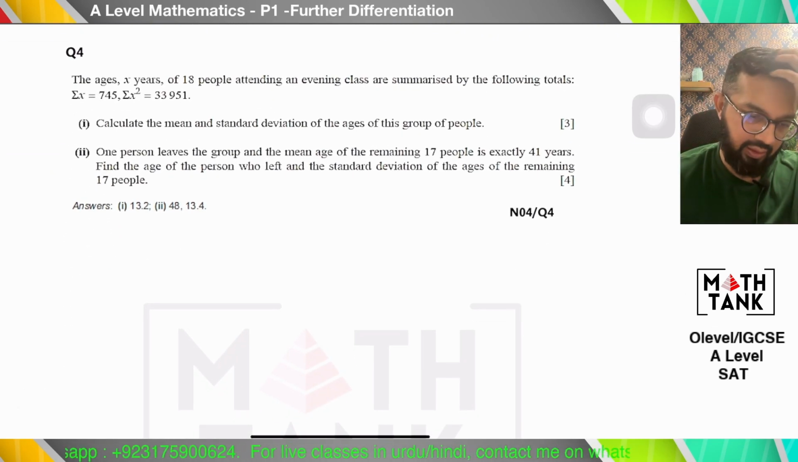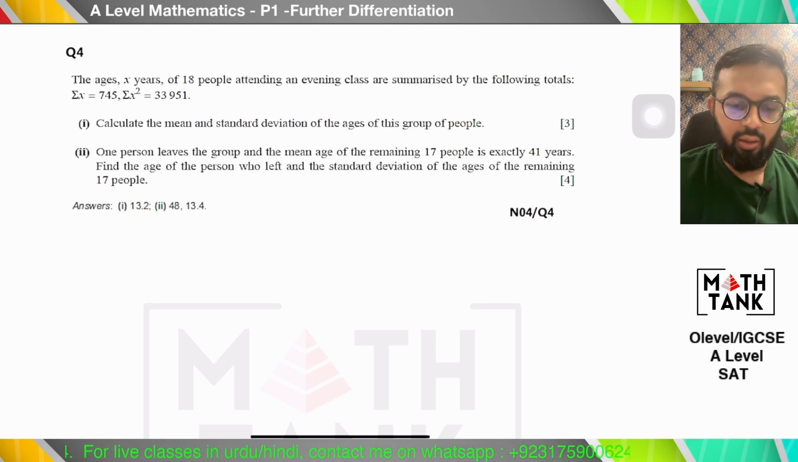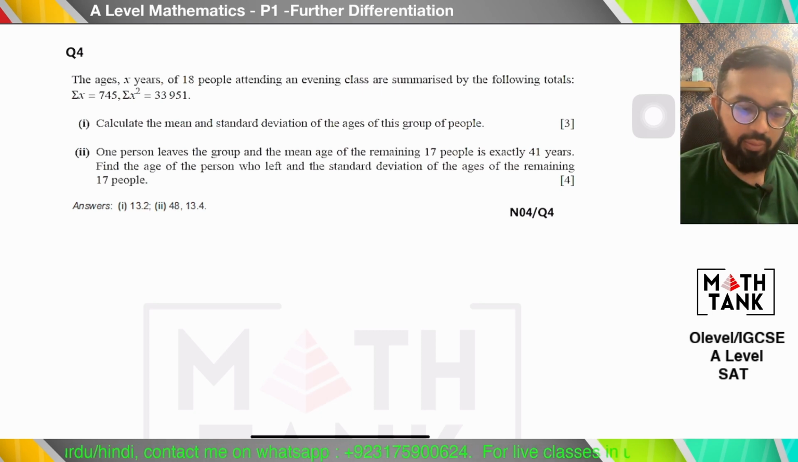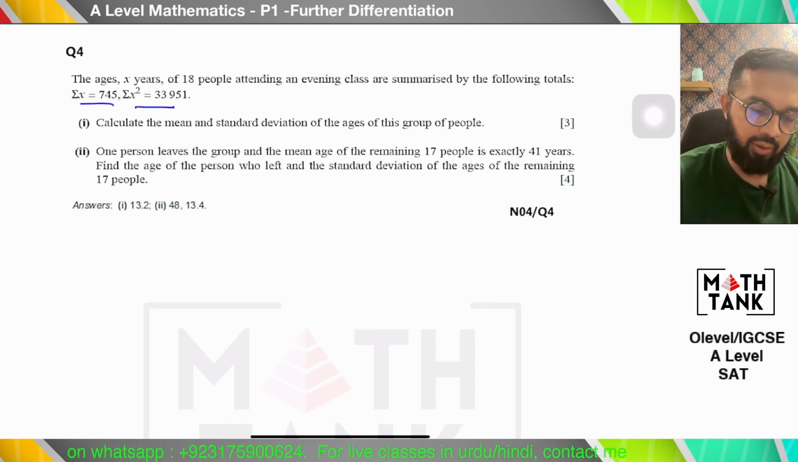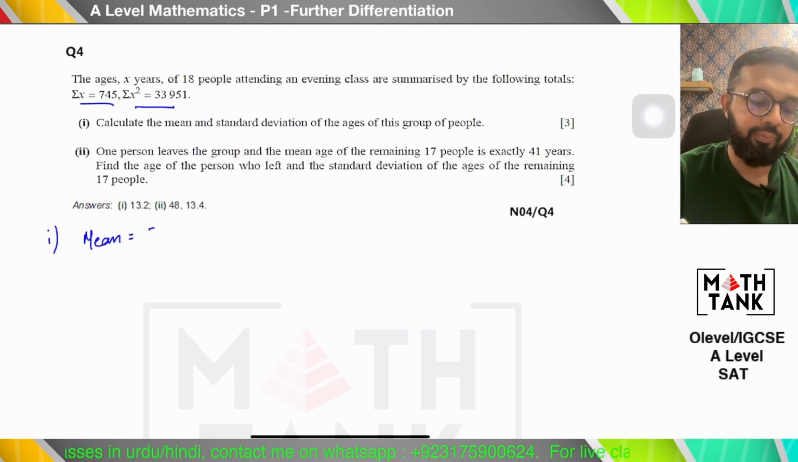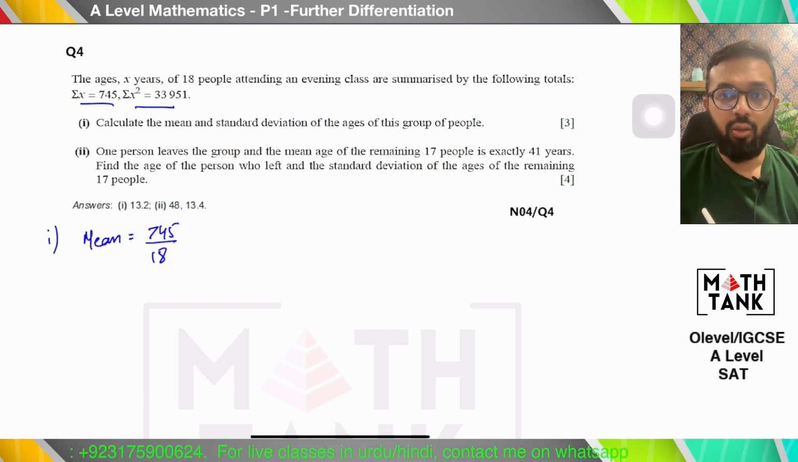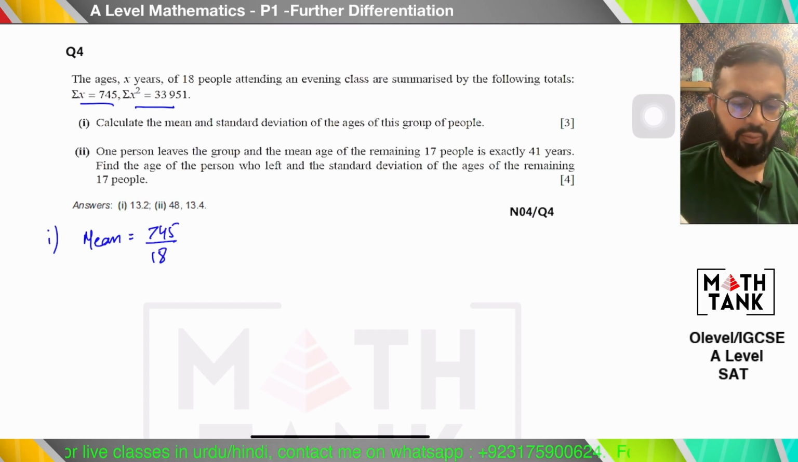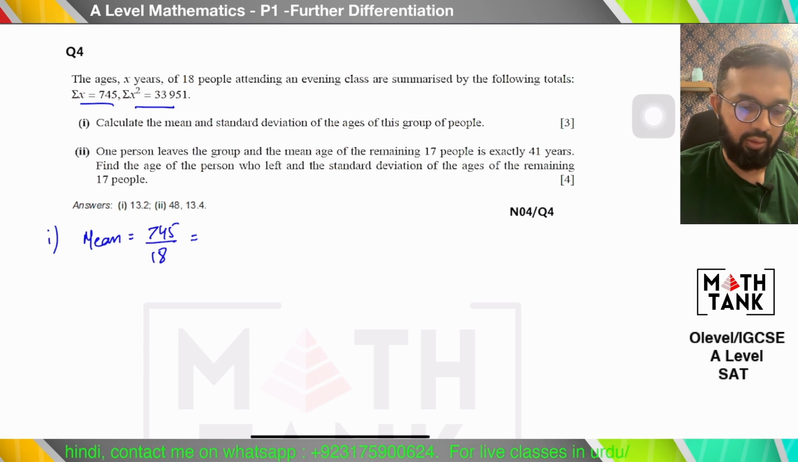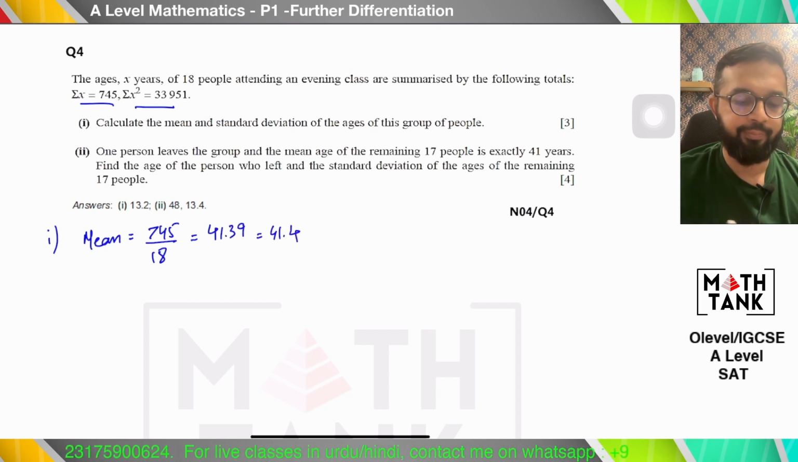Moving on to question 4, it says the age x years of 18 people attending an evening class are summarized by the following tables. Okay, 18 people. Calculate the mean and standard deviation. That's simple. So mean is just 745 divided by 18, which is 41.4.